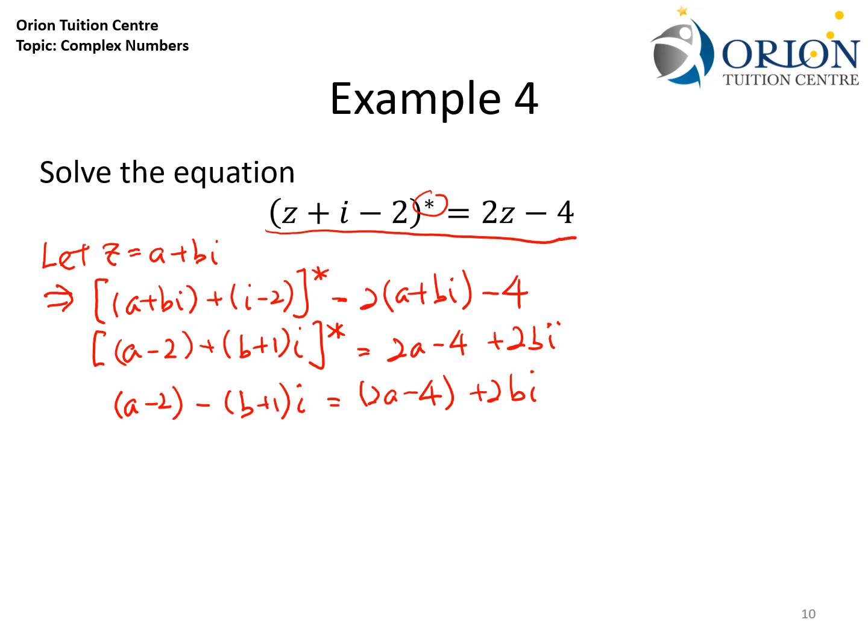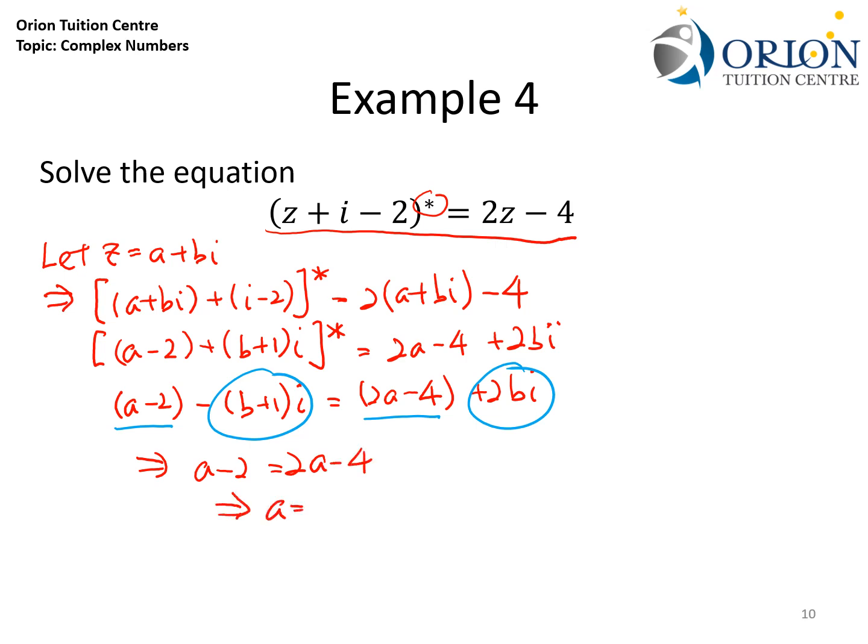And now we can compare the real components versus the imaginary components. And therefore, we have a minus 2 equals 2a minus 4, which gives us a equals 2. Also, we have minus b minus 1 equals 2b, which tells us that b is equal to negative 1/3. And therefore, we can conclude that the complex number z, after we solve this equation, should be 2 minus 1/3 i.